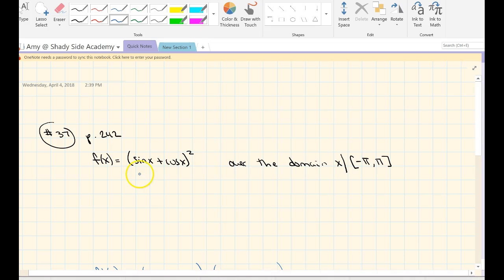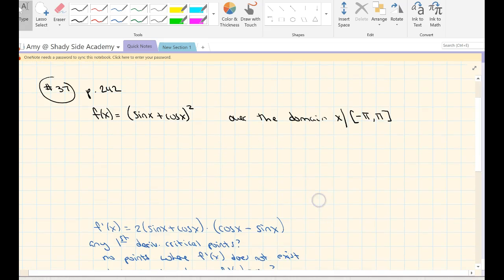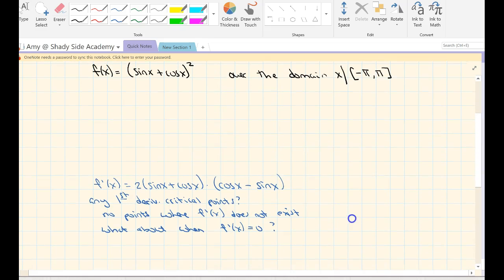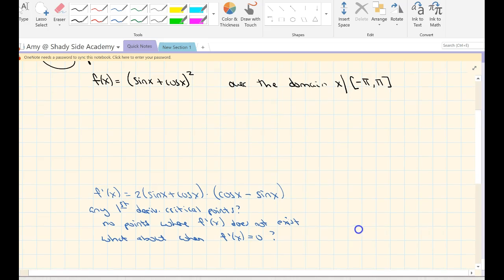What I'd like you to do is find the intervals over which this function is increasing, the intervals over which the function is decreasing, the intervals over which the function is concave up, where it's concave down, and then the x-coordinates of any points of inflection. Okay, so we're doing a full curve analysis. Feel free to work with me here if you'd like to, or you can work on your own and then check.